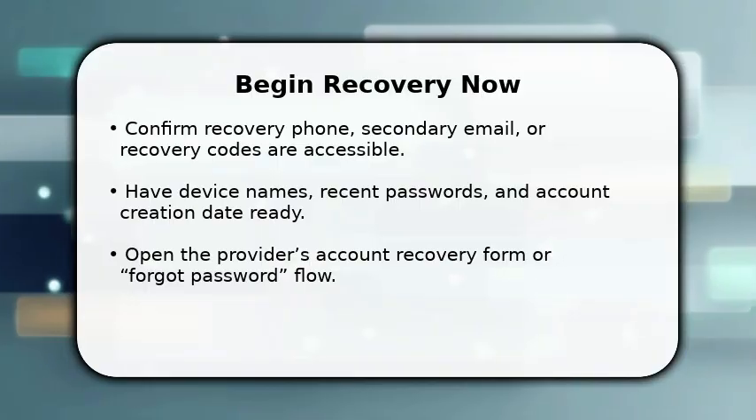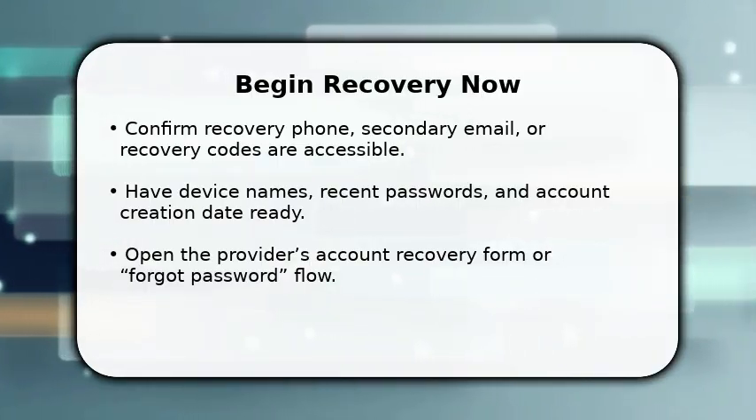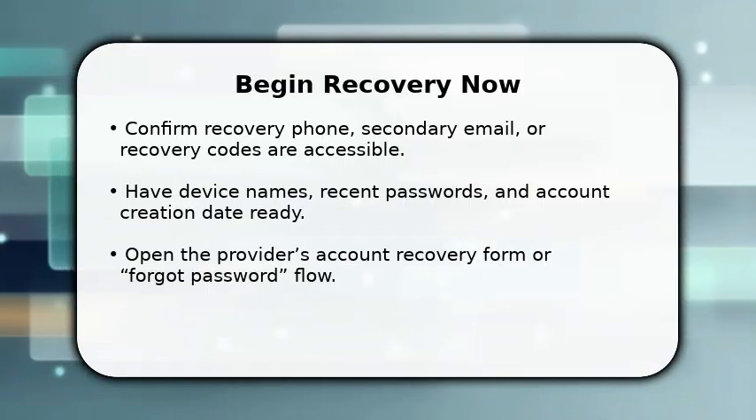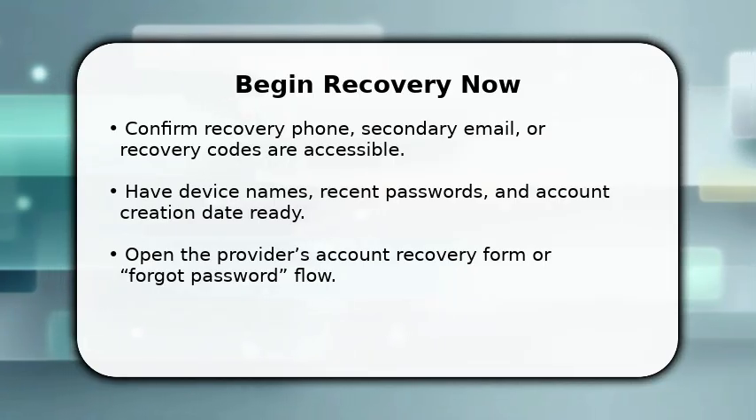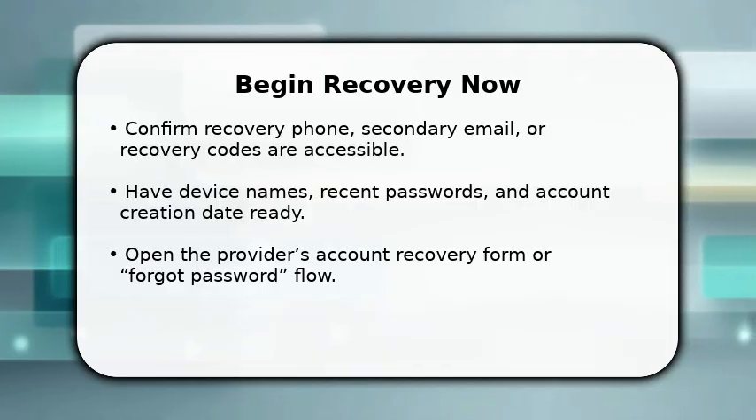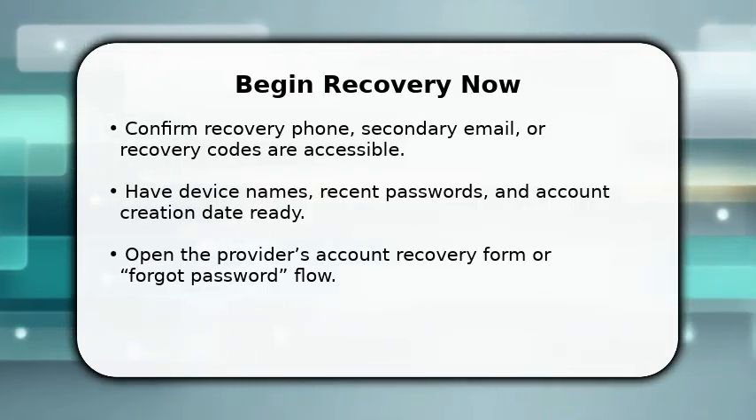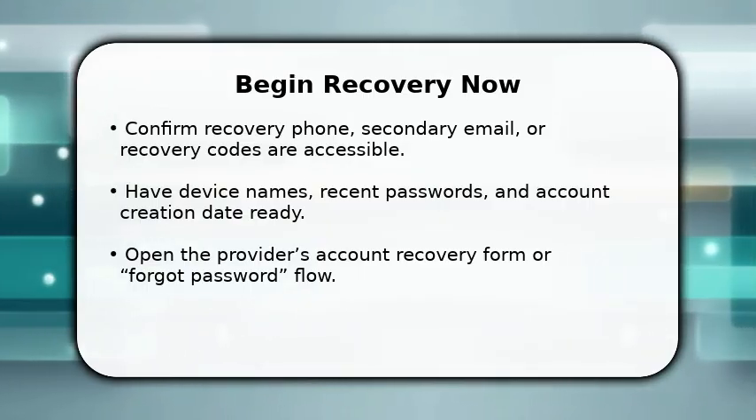You start by acting immediately. Open the account recovery page and choose the Forgot Password or Recover Account option. Make sure your recovery phone or secondary email is at hand and that you can receive codes. Note recent passwords, device names, and the approximate account creation date. These prove ownership. Once done, enter the account identifier and follow prompts to send a verification code. Doing this first speeds the rest of the process and reduces back and forth.